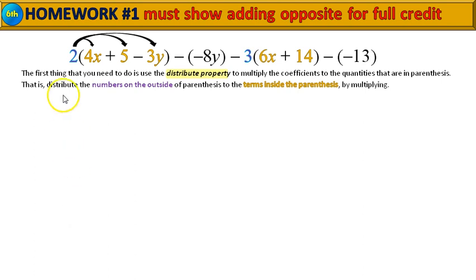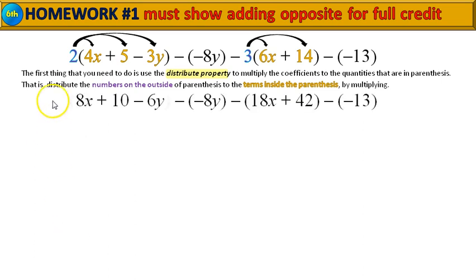We'll be distributing the 2 and multiplying it to the 4x, the 5, and the 3y. We will also be distributing by multiplying the 3 with the 6x and the 14. When we do this, the expression will look like this. 2 times 4x is 8x, 2 times 5 is 10, and 2 times 3y is 6y. 3 times 6x is 18x, and 3 times 14 is 42.